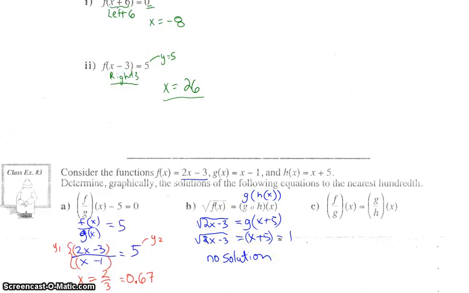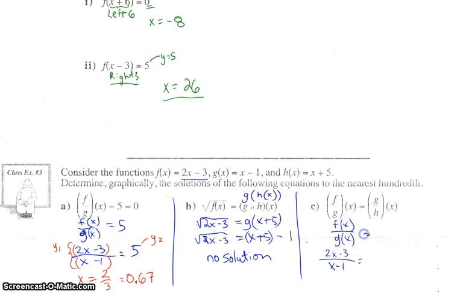Okay. All right, good. You did not do anything wrong. There's actually no solution. Okay, let's look at C. All right, so we have f over g of x, which is the same as writing f of x divided by g of x. Okay, and f of x is 2x minus 3, g of x is x minus 1.